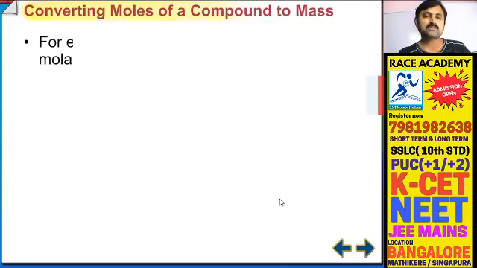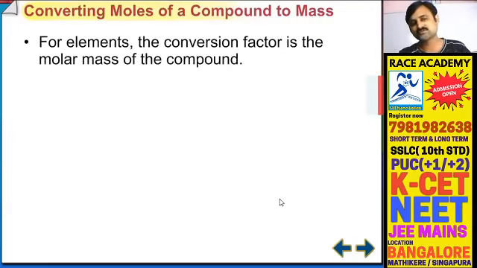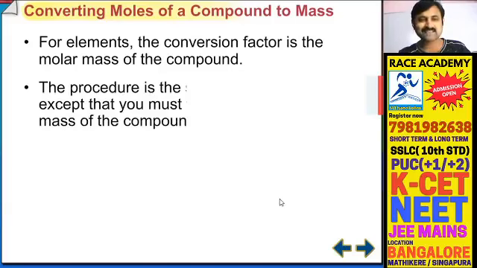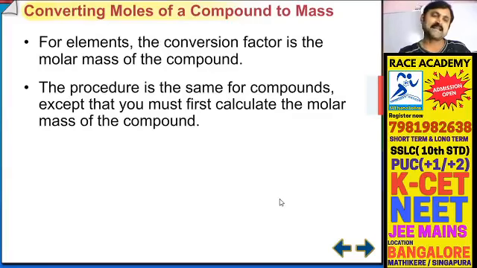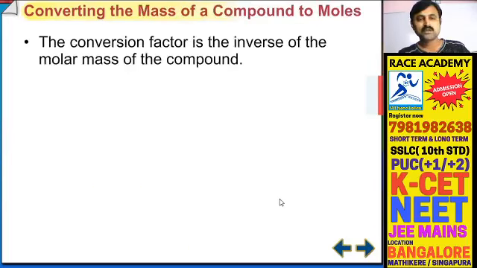Now how will you convert the moles of a compound to mass? For elements, the conversion factor is the molar mass. The procedure is the same for compounds, except that you must first calculate the molar mass of the compound. That means converting moles of a compound to mass can be done using this method. For mass to moles, the conversion factor is the inverse of the molar mass of the compound.